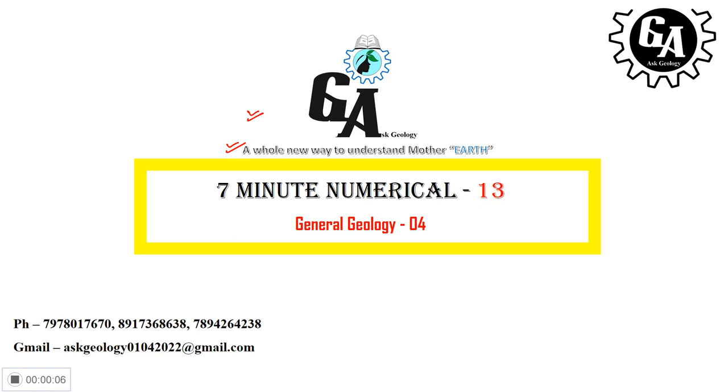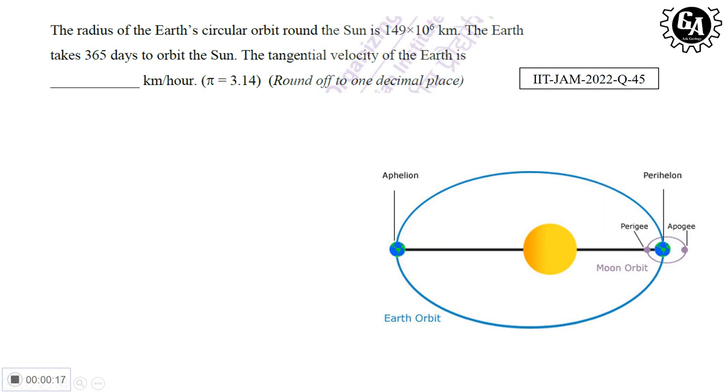And in today's 7-minute numerical class, we'll be discussing another general geology question. It is going to be the fourth general geology numerical solution. The question is from IIT JAM 2022. The radius of the Earth's circular orbit around the Sun is 149 × 10⁶ kilometer. The Earth takes 365 days to orbit the Sun.